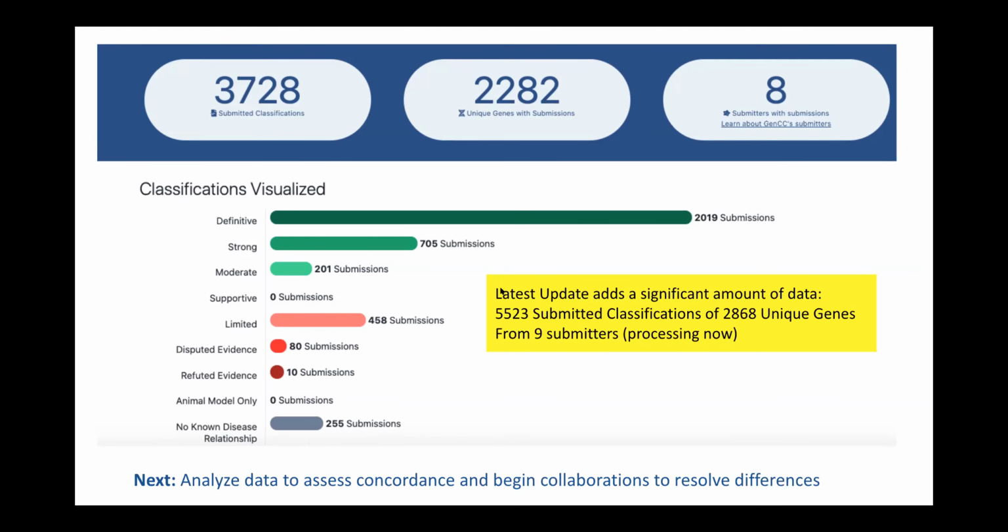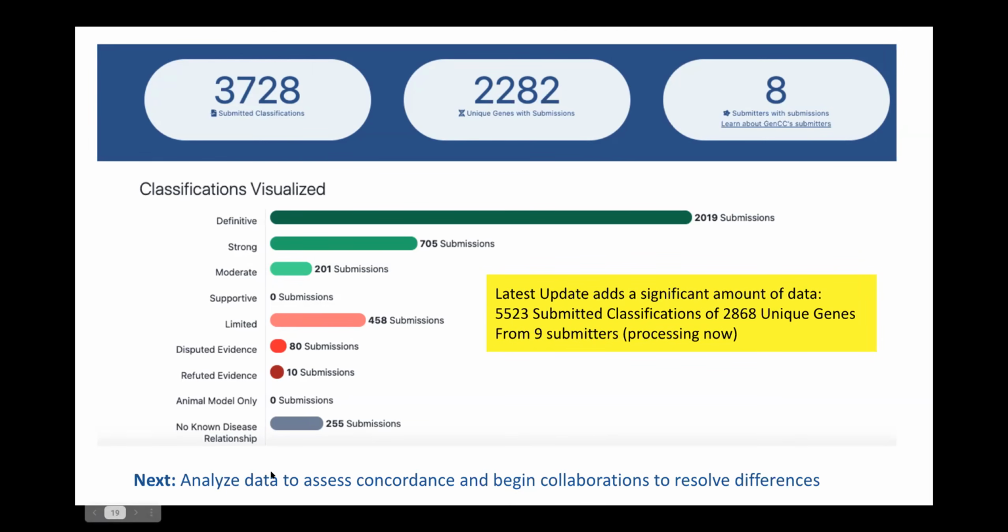The latest update, I'm pleased to add, Scott really worked hard to get me these numbers. I'm still spot checking it with him, so it's not live on the website yet, but we're able to jump from 3,700 to 5,500 submitted classifications, and from 2,300 or so genes to 2,800 or so genes. And we have 1 increased submitter. And we actually just got a submission from OMIM that we're working on processing too. So we'll have a lot more than this, but I'm really excited that we have even this biggest increase from the last go live in December.